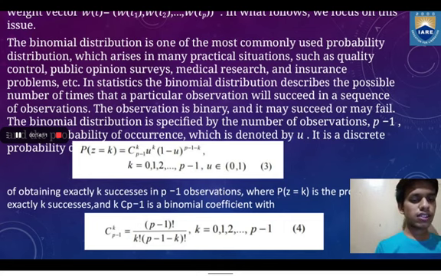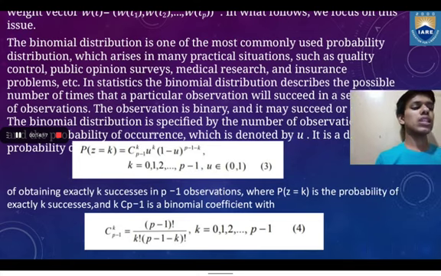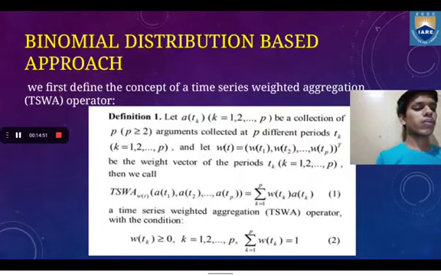Next, obtaining exactly k successes in p minus 1 observations, where P(Z = k) is the probability of exactly k successes and (p minus 1) C k is a binomial coefficient, which is equal to (p minus 1) factorial by k factorial into (p minus 1 minus k) factorial. As we know that nCx is equal to n factorial by x factorial into (n minus x) factorial. So here instead of n we have p minus 1 and instead of x we have k, where the k values, as we know, are 0, 1, 2, up to p minus 1.